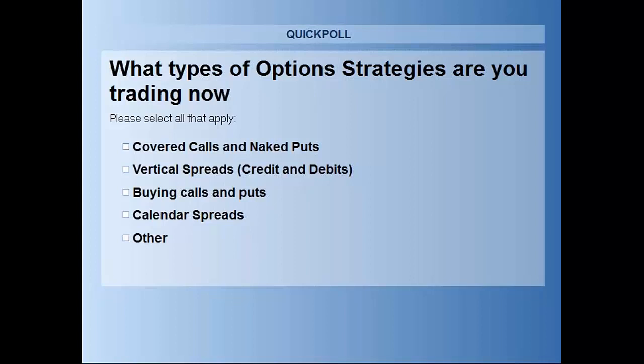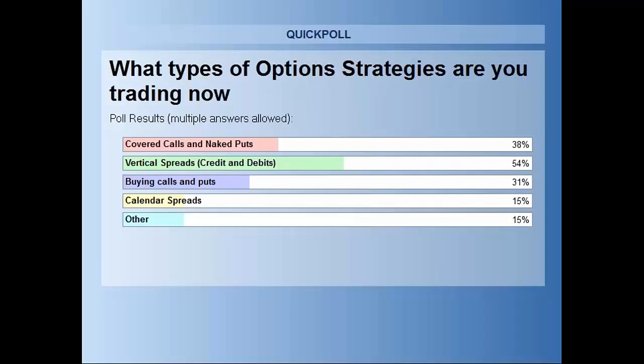All right. So we've had the poll open for about a minute. I'm going to go ahead and close the poll so that we can move on here. I'm going to share the results with everybody. Okay, so 38% of you, a little bit more than a third, are doing the covered calls and naked puts. 54% of you are doing the vertical spreads, credits and debits. 31% of you are buying calls, and even 15% of you are doing the calendar spreads. Okay, and then of course 15% said other.